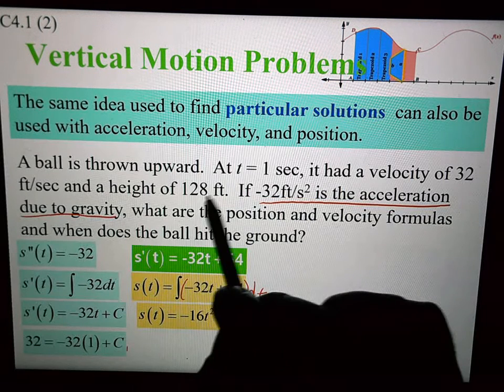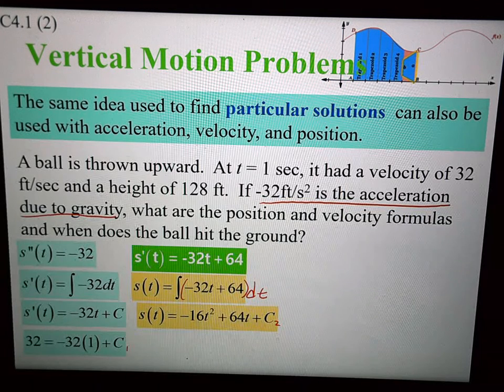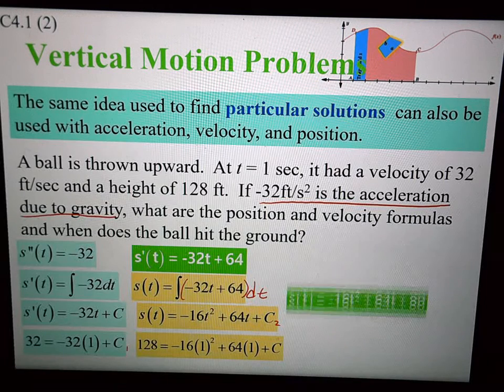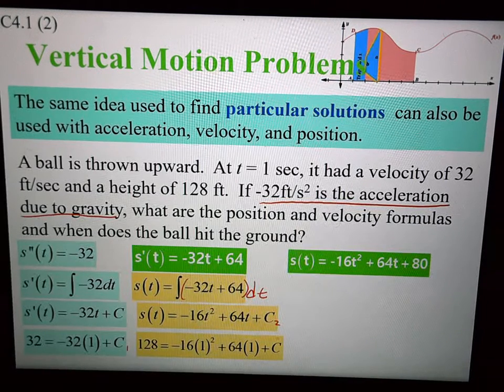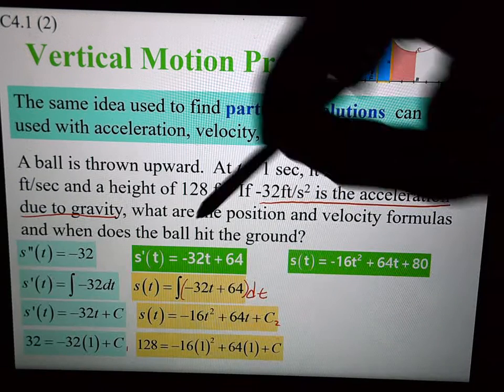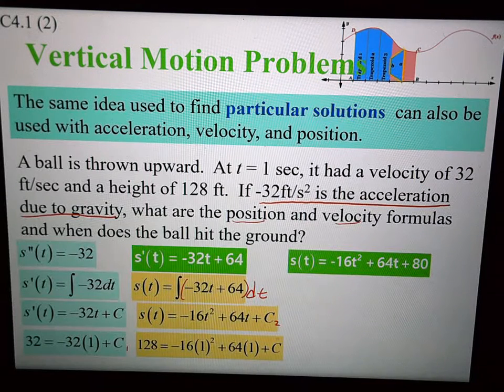At 1 second, it should be 128. Can I plug that into the position formula? Plug in your 1 second is 128 feet. Negative 16 plus 64 is, I have no idea. And then you subtract that from 128 and you get 80. Does that sound right to you? And that is your position formula. So I've answered these two questions, position and velocity formulas.